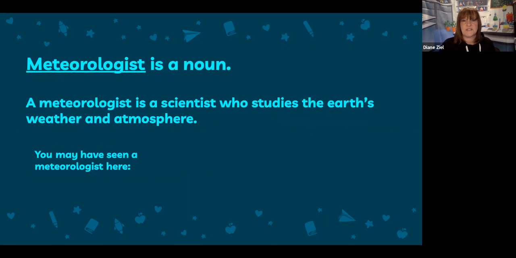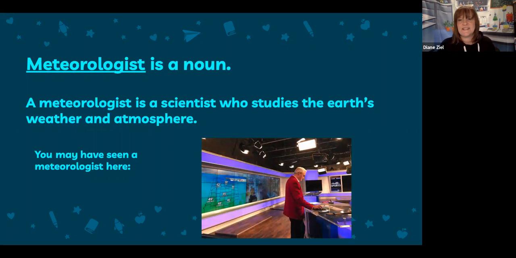A meteorologist is also a noun. A meteorologist is a scientist who studies the Earth's weather and atmosphere. Think about where you may have heard or seen a meteorologist before. Maybe you have seen a meteorologist on TV. Every day on the news, one portion of the news is dedicated to weather. And there you will see a meteorologist pointing to maps or maybe showing patterns and graphs of what the weather will be for the week in your area where you live.